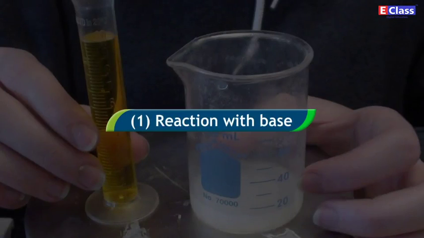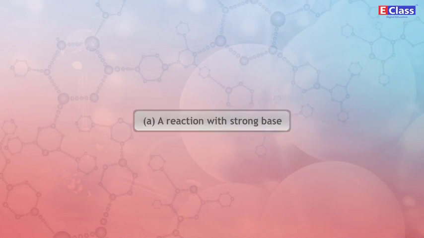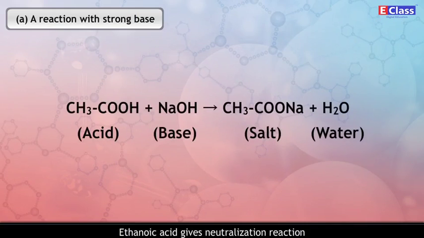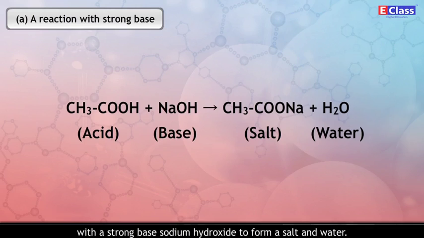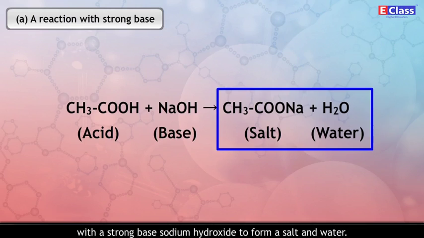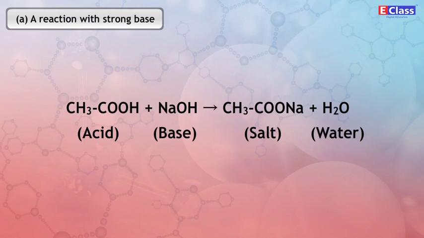1. Reaction with base. A reaction with strong base. Ethanoic acid gives a neutralization reaction with a strong base, sodium hydroxide, to form a salt and water. CH3COOH (acid) plus NaOH (base) gives CH3COONa (salt) plus H2O (water).